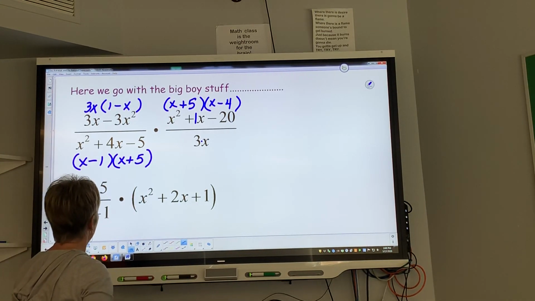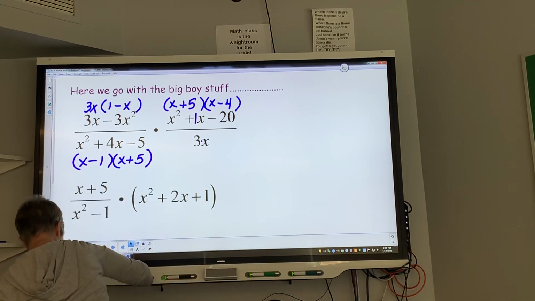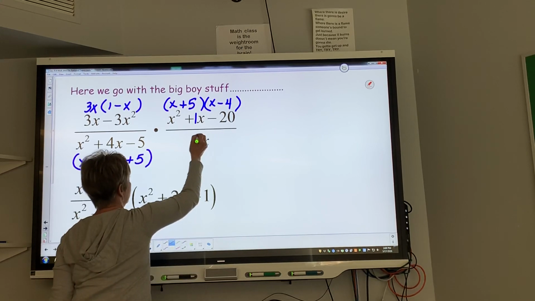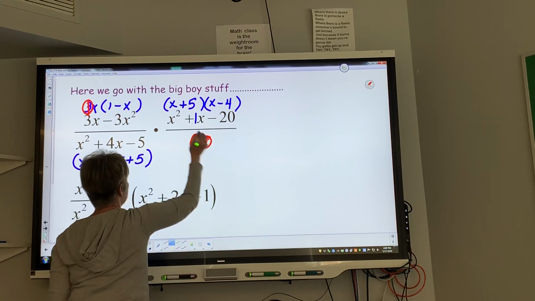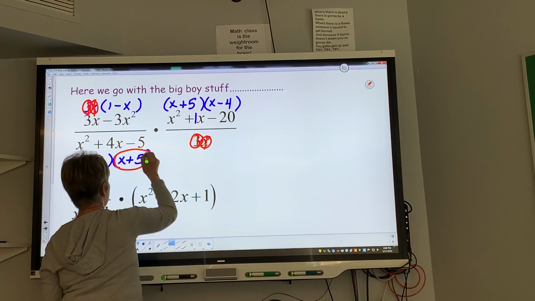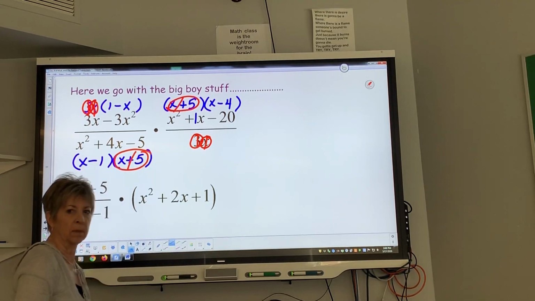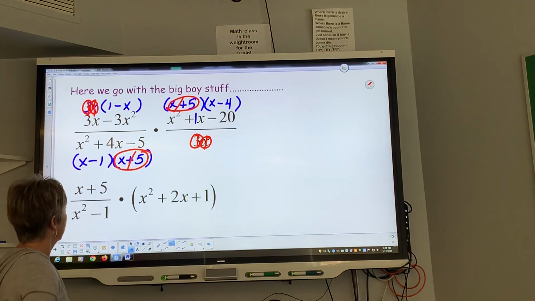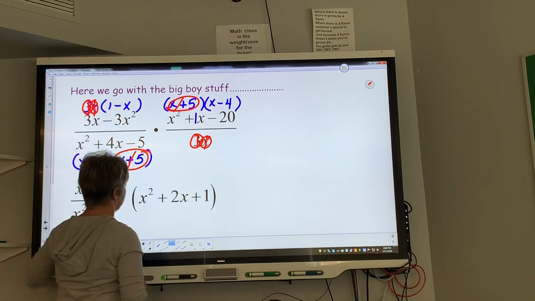So now, what am I going to do? What can I start simplifying before I multiply? This 3, those are paired. These, those are paired. Ha-ha! I got an x plus 5 and an x plus 5. Those are paired. Okay? So that's good. Now, I got a 1 minus x and an x minus 1.